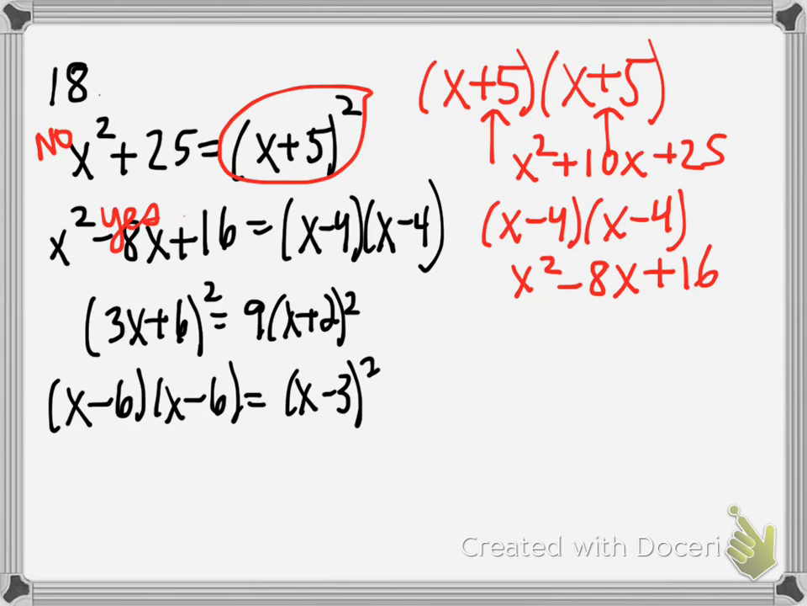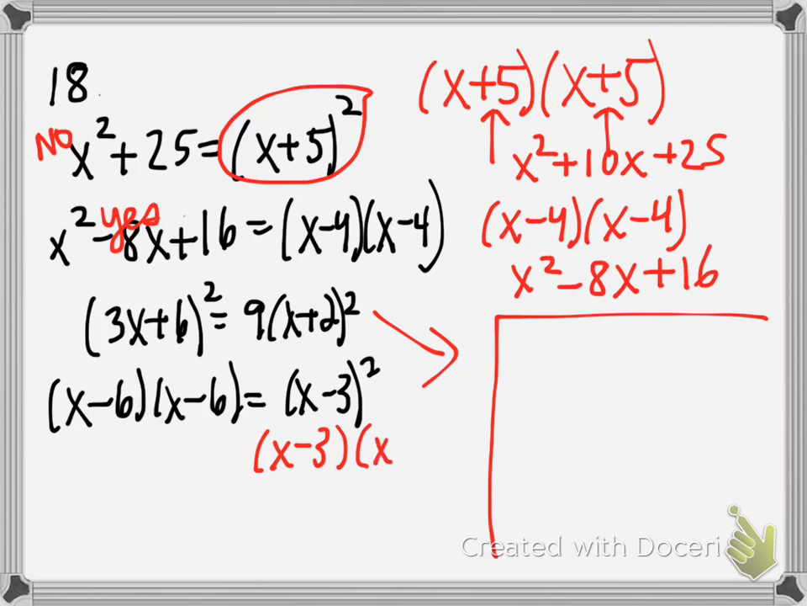Let's go down to the last one, because I do need the room here for the third one. The last one, hopefully you agree, we don't need any work really. If you have x minus 6 times itself, would that be the same as x minus 3 times itself? Well, if you change the number inside from a negative 6 to a negative 3, that would definitely give you a completely different value, so that would be a no.